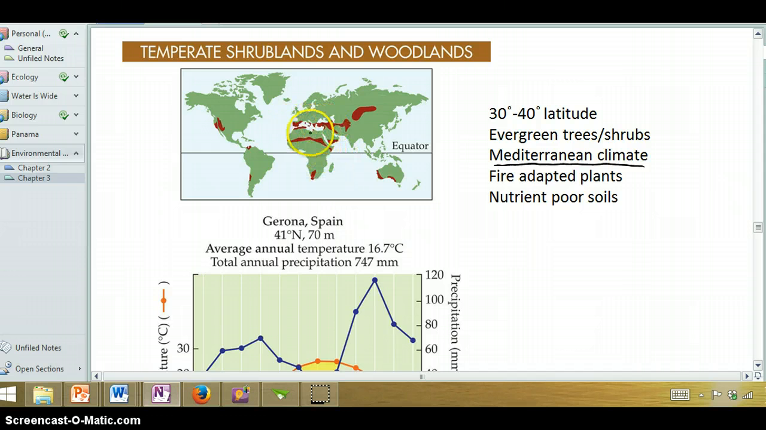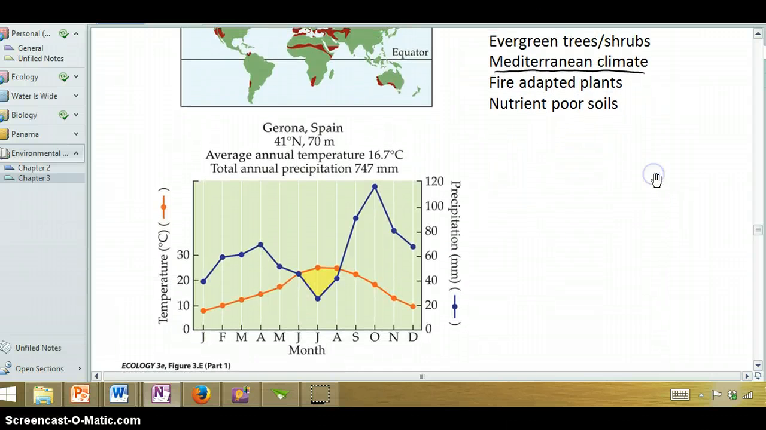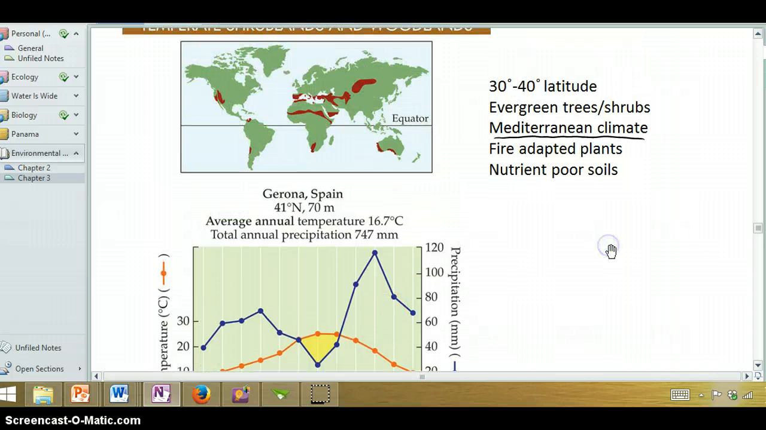Again, a lot around the Mediterranean, southern Spain, Portugal, Greece, Italy, Turkey, Australia, and a little bit of parts of South Africa and South America. And so this is a habitat that is often characterized by somewhat distinct wet and dry seasons, as you can see in this example in Spain. In Southern California, they tend to have wetter winters and dry summers.